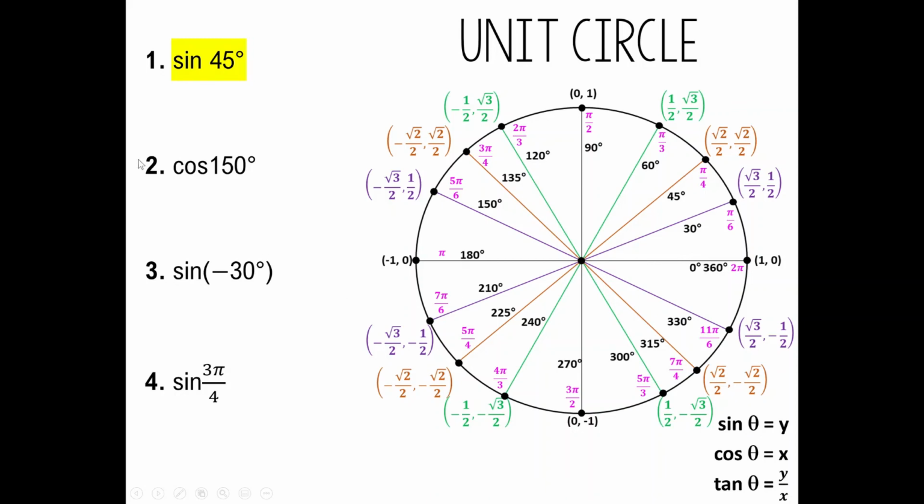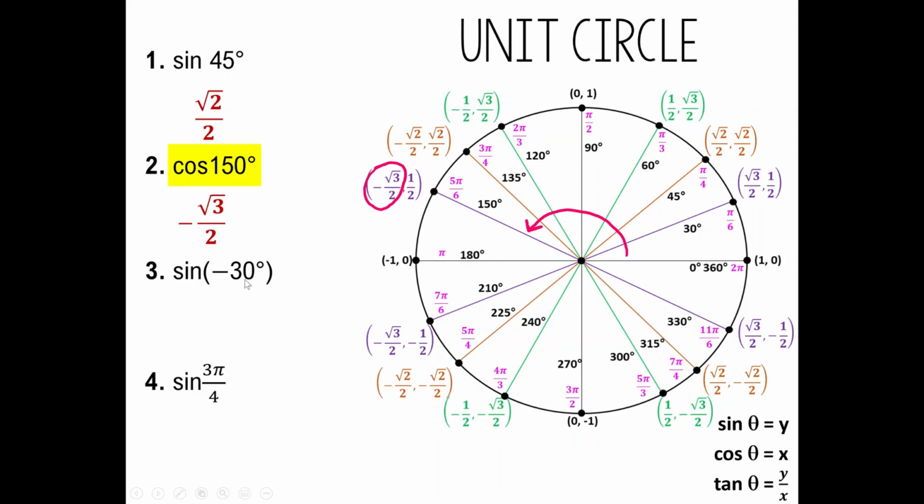So how do I find the sine of 45 degrees? 45 degrees is right here. Sine is our y value, which is the square root of 2 over 2. Cosine of 150, that's all the way over here. Cosine is our x value, which is the negative square root of 3 over 2, which is our answer. Cosine of 150 is negative square root of 3 over 2.